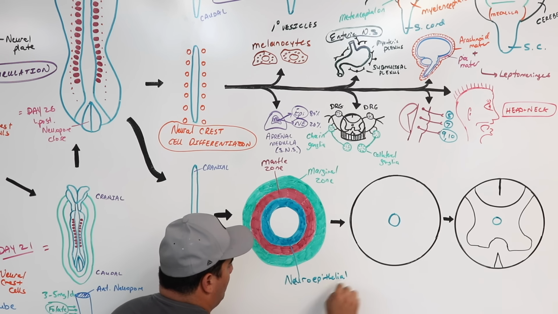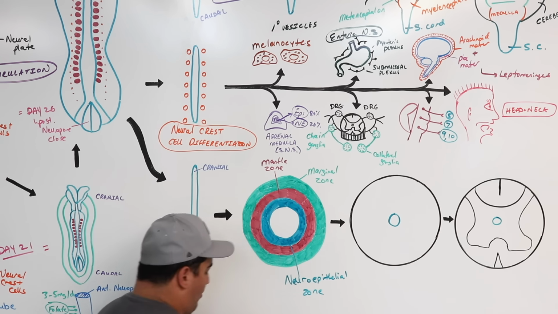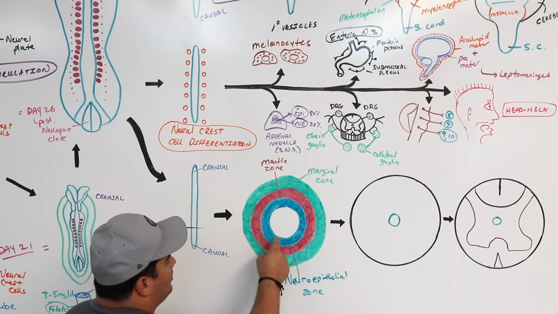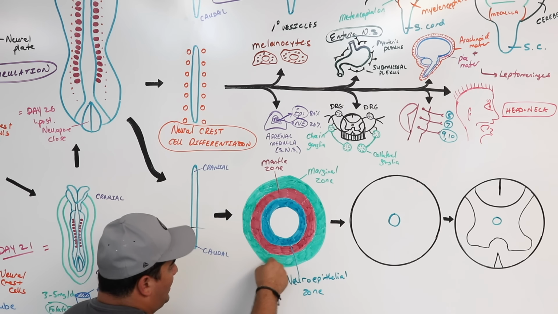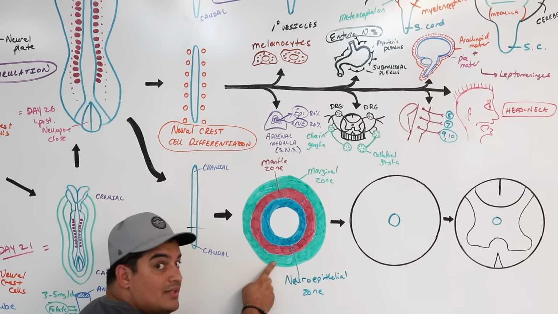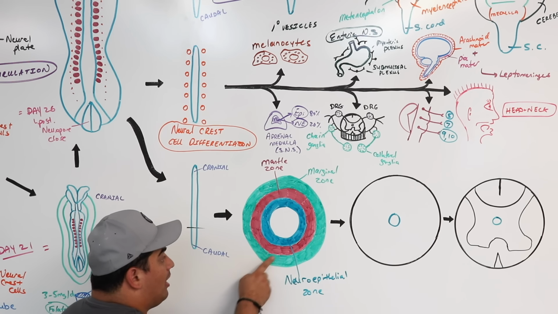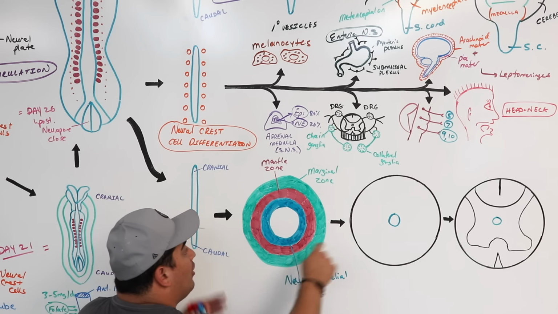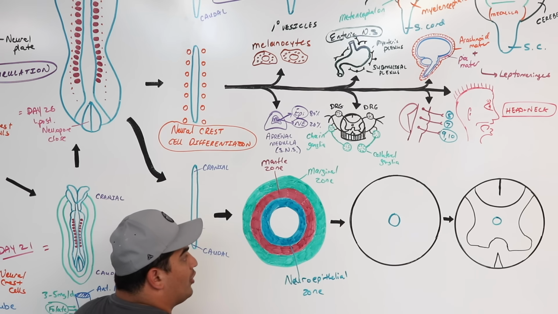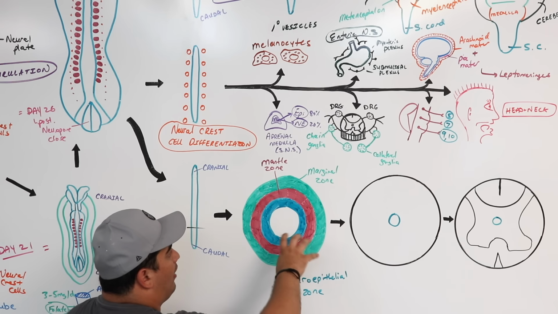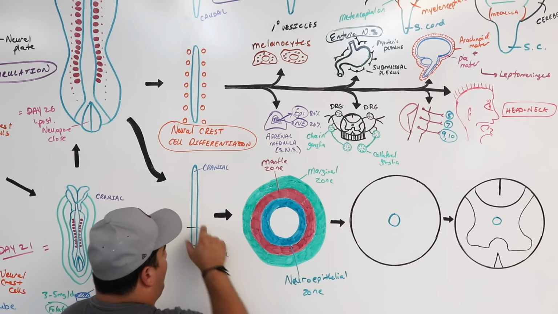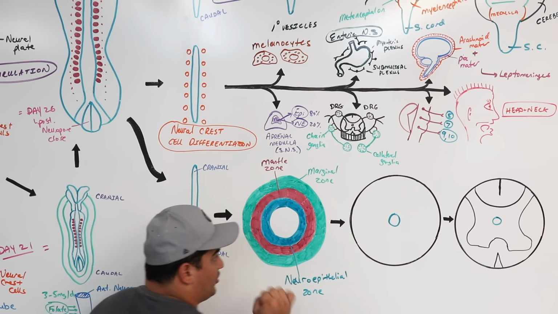Neuroepithelial zone. And what's happening is these cells are proliferating and becoming neuroblasts, and then these neuroblasts are becoming neurons, and they're starting to develop and move their way outward from this central neural tube. So what I wanted to do now is take this whole tube like we had here and just imagine it as this little circle again.